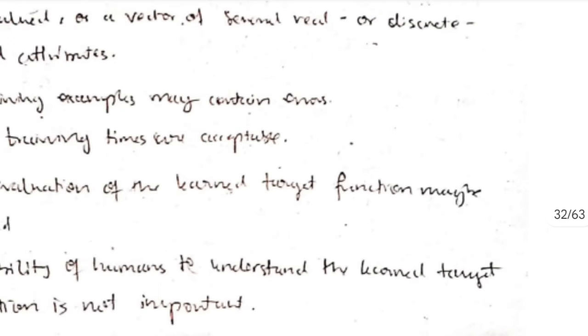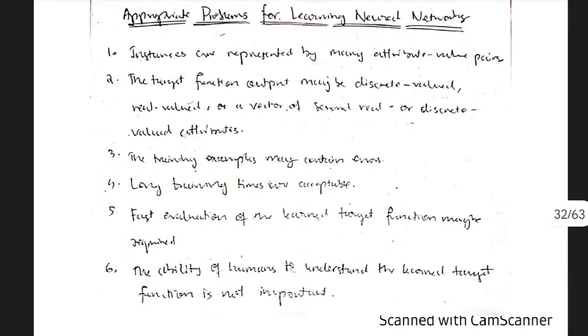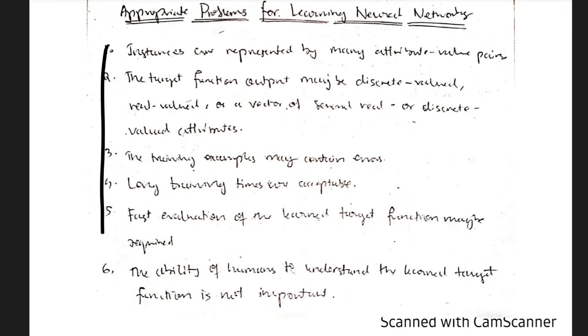The last one is the ability of human to understand the learned target is not important. For example, if I give my machine to calculate some answer, I don't care how it calculates, I just want the answer. In that kind of problems, you can go with artificial neural networks. So these are the appropriate problems for the neural networks. 6 are there, you have to write all of them.